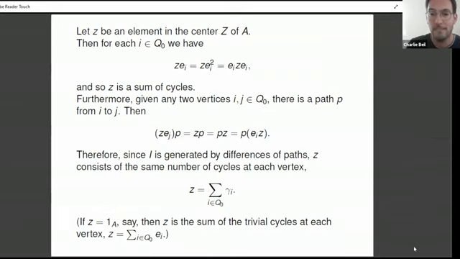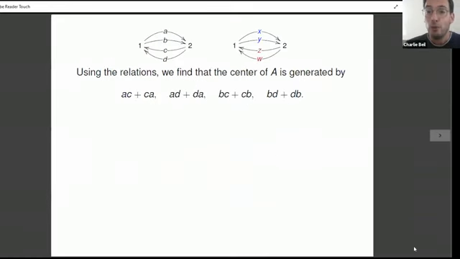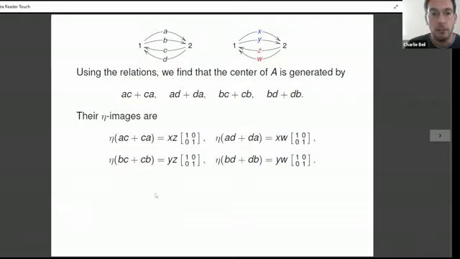Okay, so using the relations, we find that the center of A is generated by these four sums: AC plus CA, AD plus DA, BC plus CB, and BD plus DB. So explicitly, these are the generators of the center, using those relations from the superpotential, or just the ideal I. Their eta images then look like this.